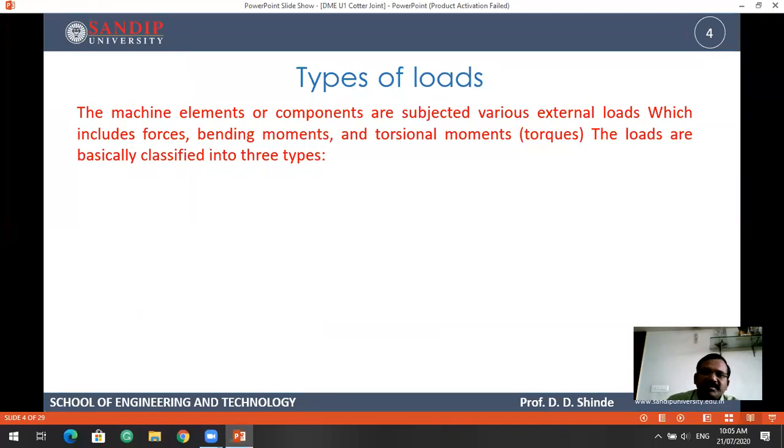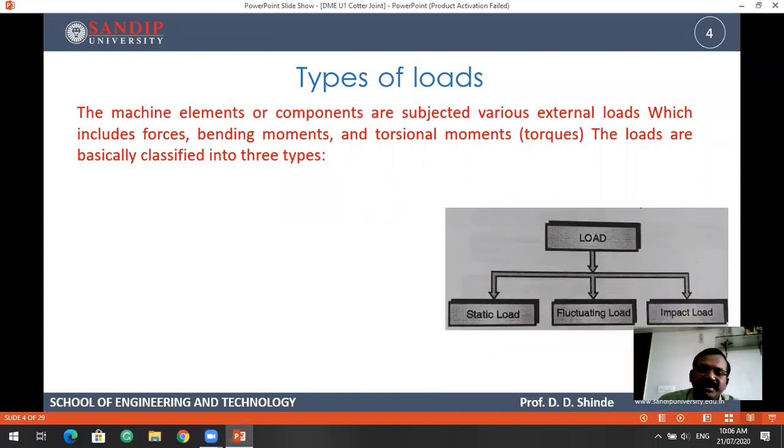The machine element or component is subjected to various external loads, which include forces, bending moment and torsional moment, or we call it torque. The loads are basically classified into three types: static load, fluctuating load, and impact load.